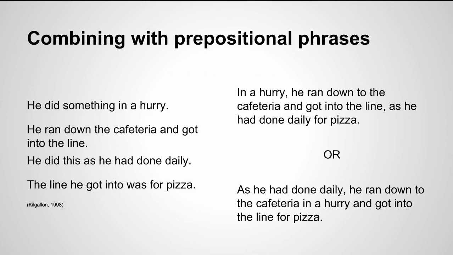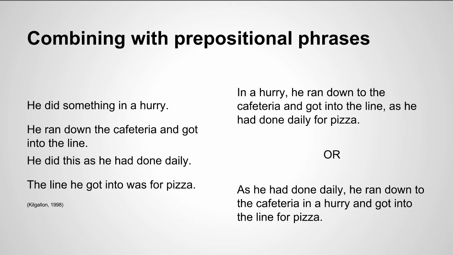So let's go ahead and try a couple combinations. You'll see on the left-hand side I've got a few kernel sentences. Really pretty straightforward. And then on the right-hand side I have a few different combinations of those. So the kernels read, he did something in a hurry. He ran down to the cafeteria and got into the line. He did this as he had done daily. The line he got into was for pizza.